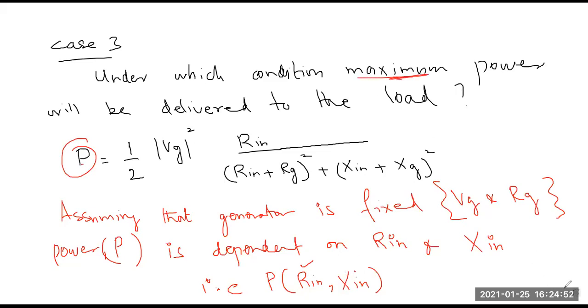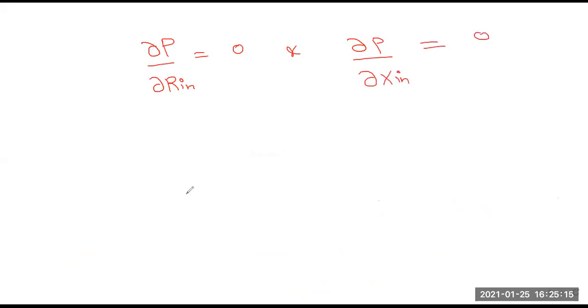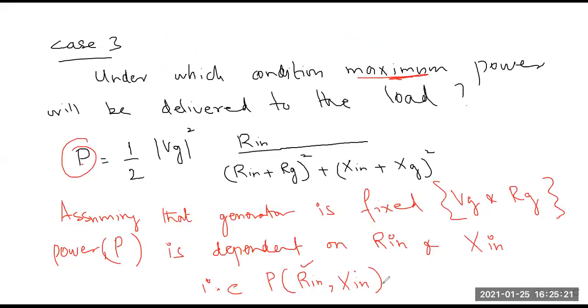So what you need to do is take the derivative of power with respect to Rn and then equate equal to 0. And you also need to take the derivative of the power with respect to this variable and equate equal to 0. So I'm not going to do the step-by-step derivation procedure. We are more interested in the final condition.